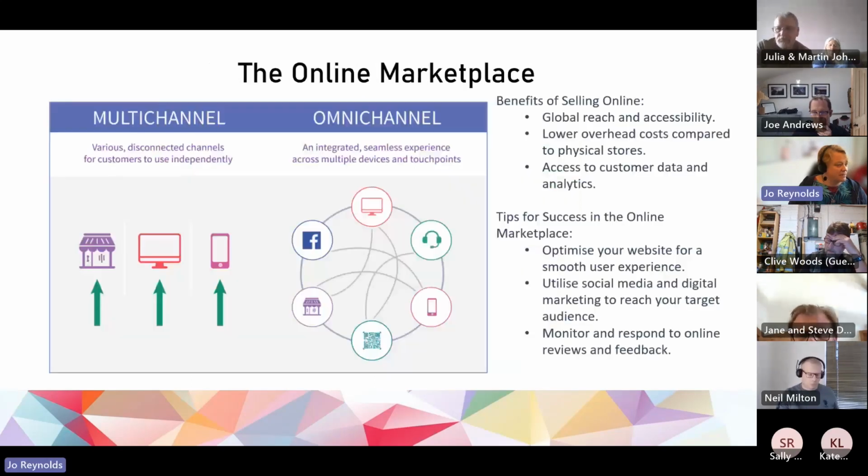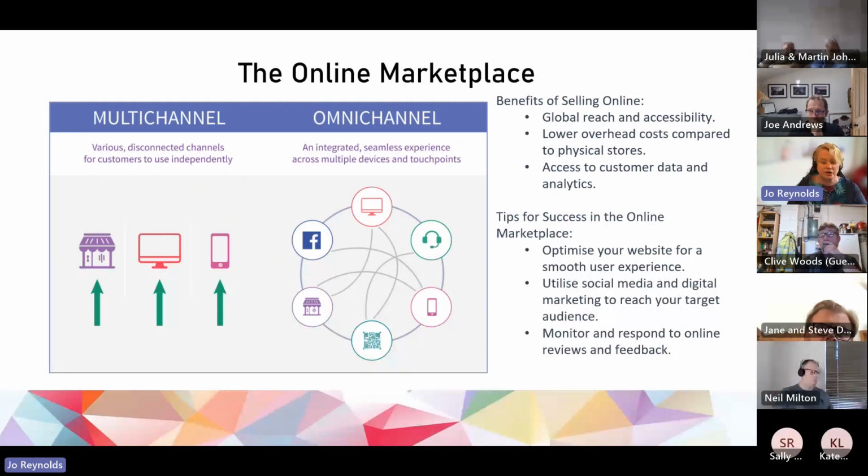So we're nearly at the end, people. The last bit here is to consider your online marketplace, and this fits in with the selling part because obviously some of your sales will be done online as well as face-to-face. And there's two different patterns here, multi-channel and omni-channel. It's important for most businesses these days to adopt an omni-channel approach, and this is where it's integrated and seamless.